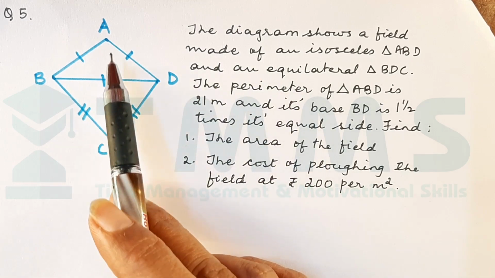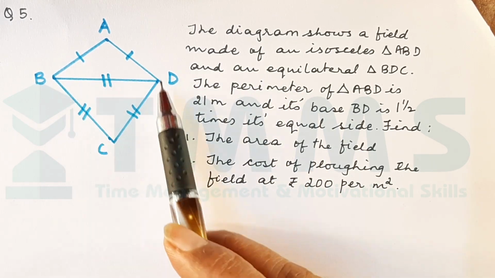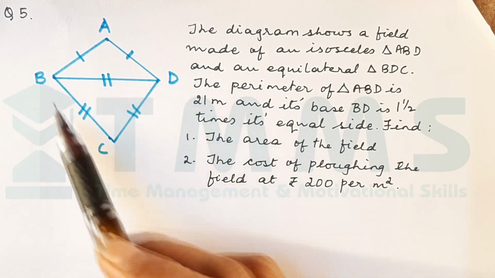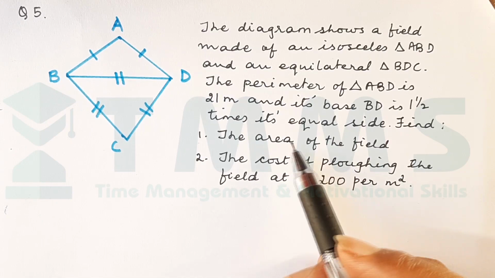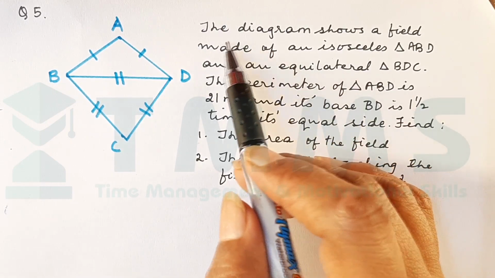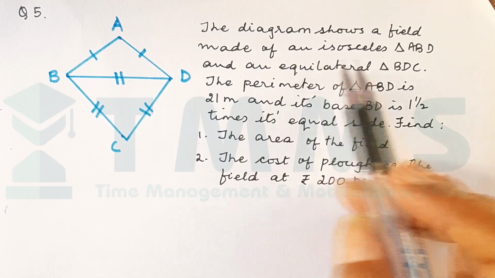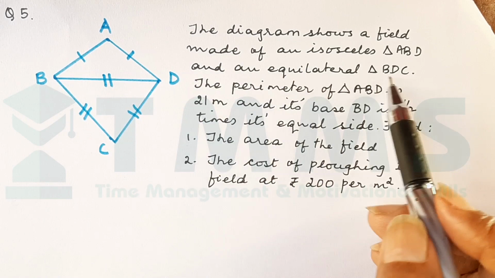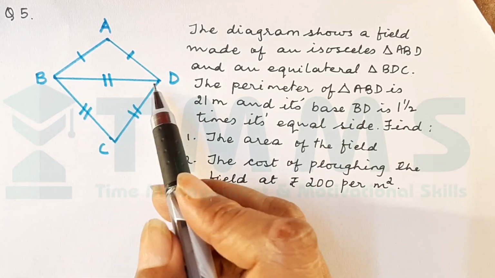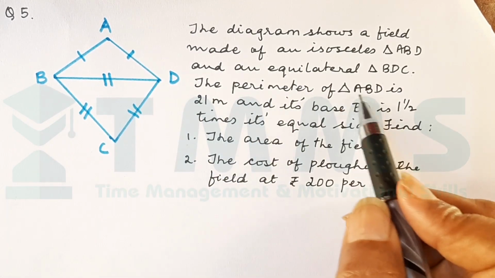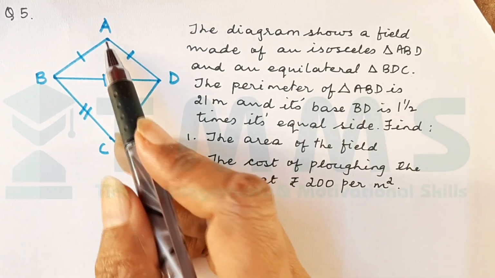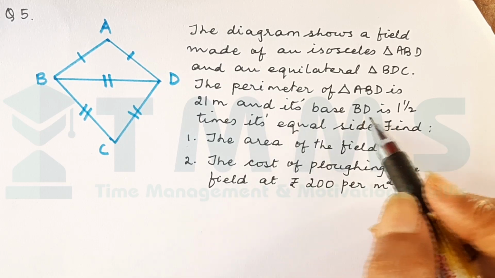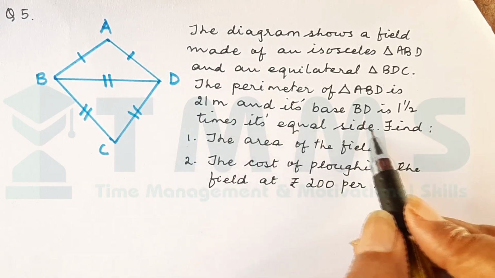Let us look at the diagram. You can see ABCD is the diagram in which AB is equal to AD, and BD, BC and CD are equal. Let us see what the question has to say. The diagram shows a field made of an isosceles triangle ABD and an equilateral triangle BDC. The perimeter of the triangle ABD is 21 meter and its base BD is 1.5 times its equal side.